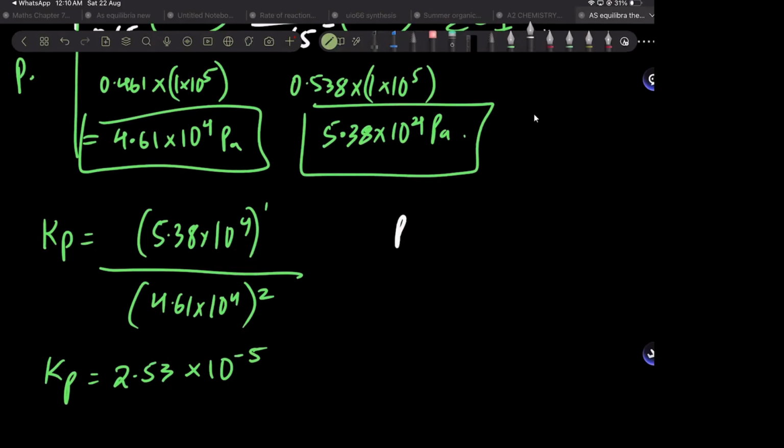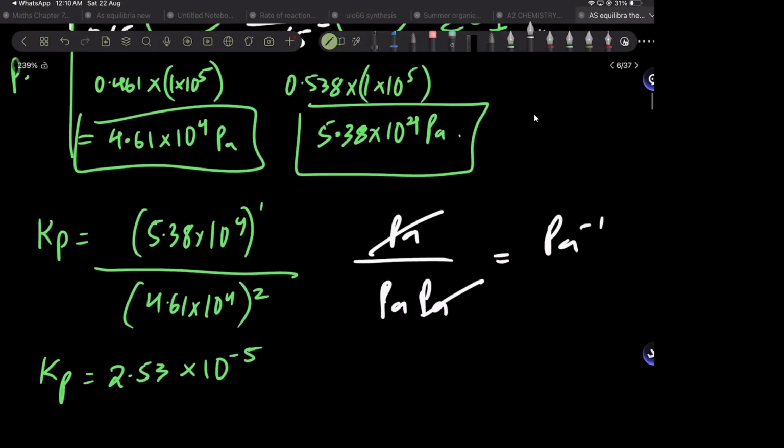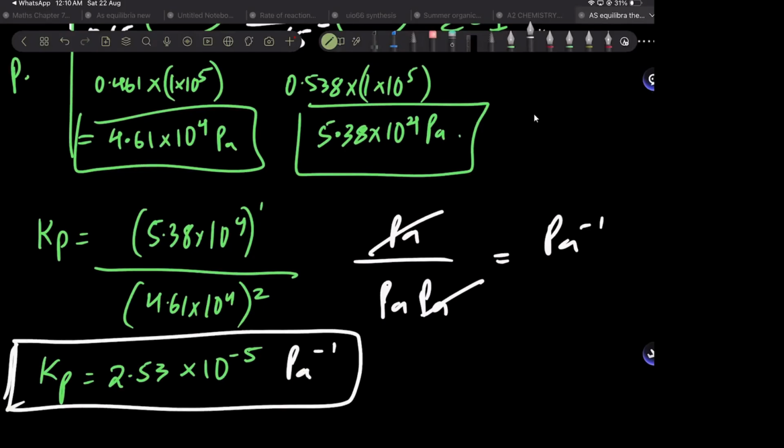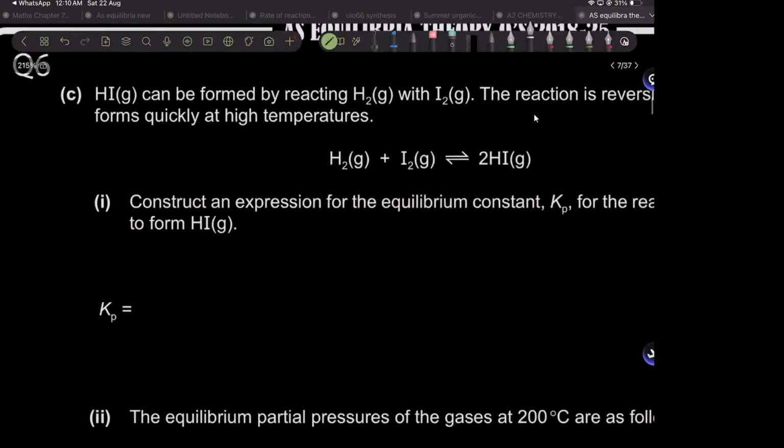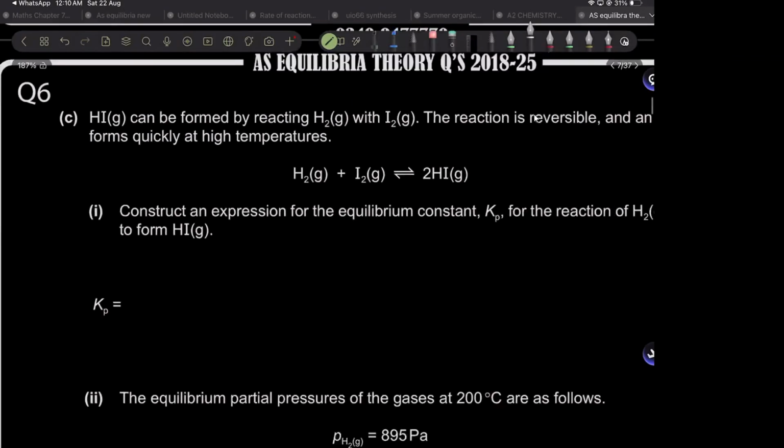And what would be the unit of Kp? I have a pascal on the top and pascal square on the bottom, so this cancels out with this. What's the final unit left? Pascal to the power of -1. Yep. So this is our final answer.